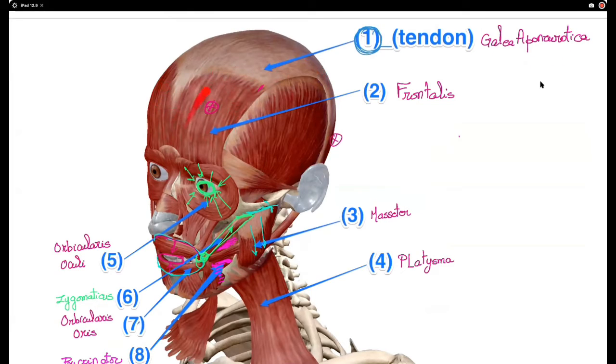The anterior belly of the epicranius was located in the front, or the anterior aspect, of the head, so we called it the frontalis muscle. The posterior one was located in the back of the head, that's why we called it the occipitalis muscle. If you remember, the frontalis muscle gets its origin from the galea aponeurotica and gets inserted in the skin of the forehead. The action here was to pull your eyebrows up, elevation of the eyebrows, and it wrinkles the skin of your forehead.